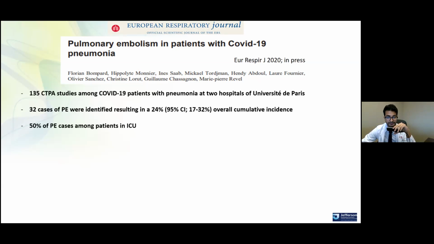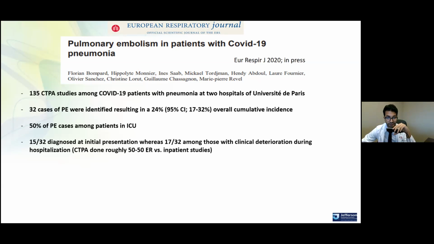coming to 1 out of 4 patients. 50% of these cases were among patients in the ICU. Half of the patients were diagnosed with a PE at the initial presentation, and the other half subsequently during the hospitalization, usually because of clinical deterioration. Also important to remember that the division of how they did CTs for these patients was also 50-50. 50% had CTs early on, 50% had them later on. So that kind of explains the distribution.